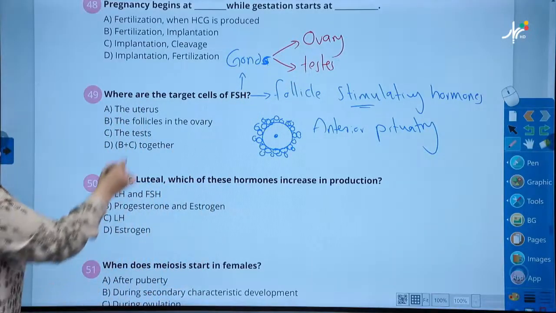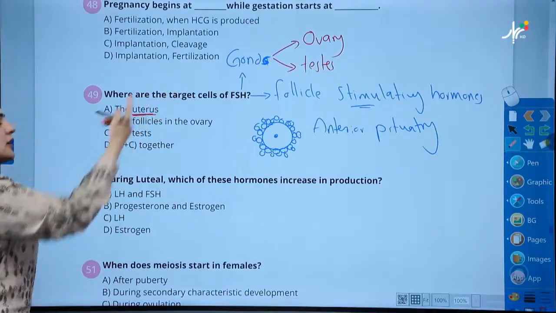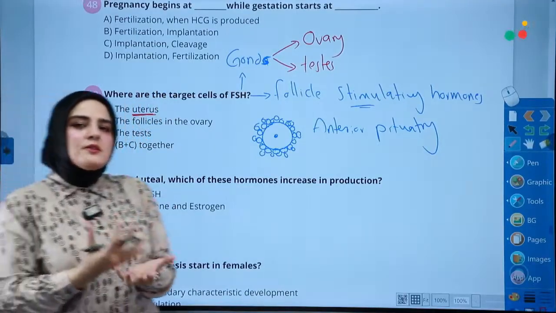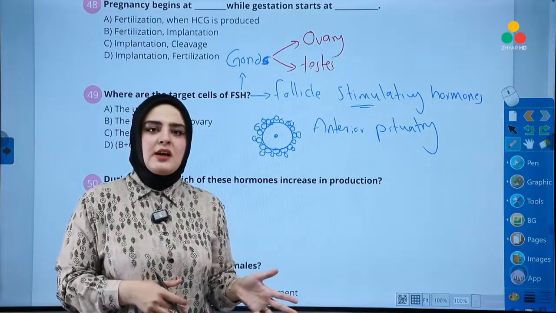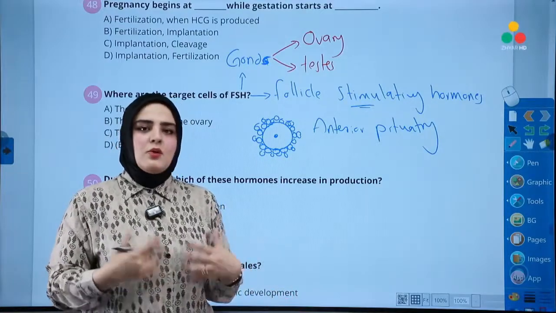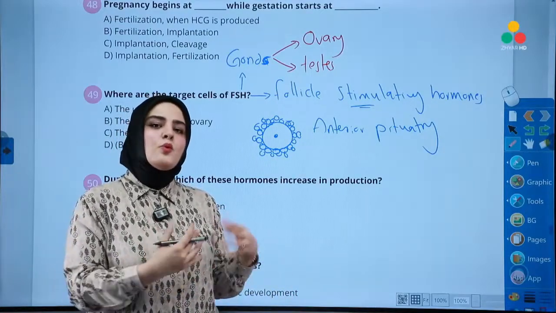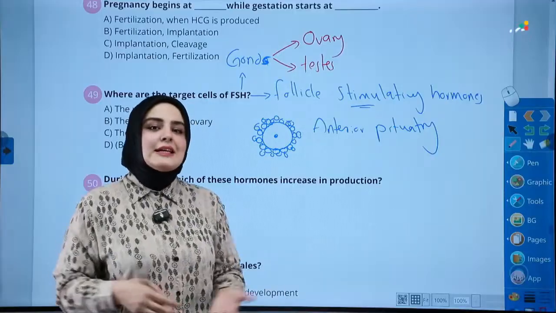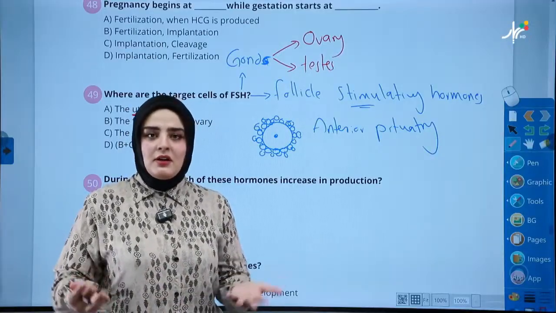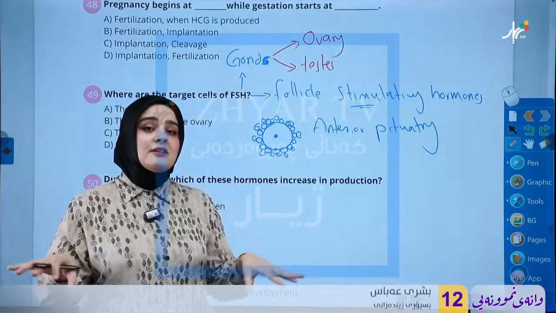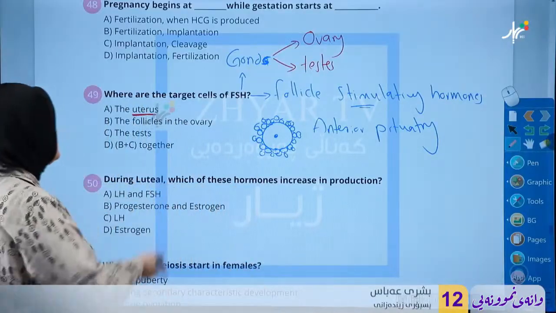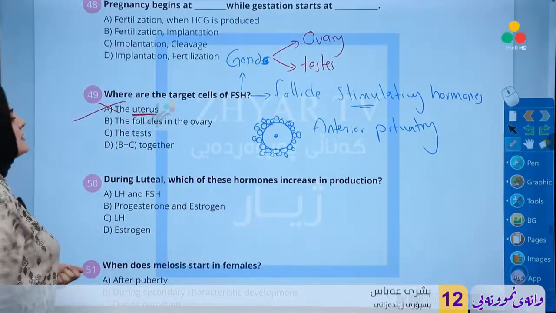Good. Is the uterus part of the gonads? No. Uterus is an organ that houses a baby. It has nothing to do with creating egg. Even if a female was deformed and was born without having a uterus, that doesn't mean they cannot create ovum and eggs, okay? Because these are created in the ovaries and they are different. This is not the target cells here.